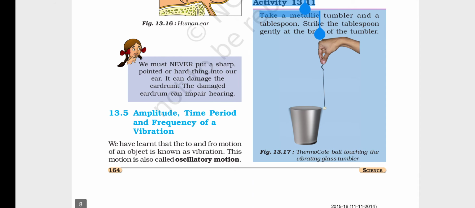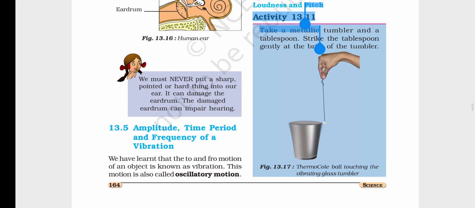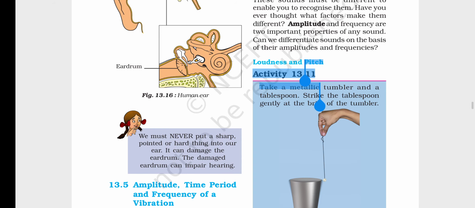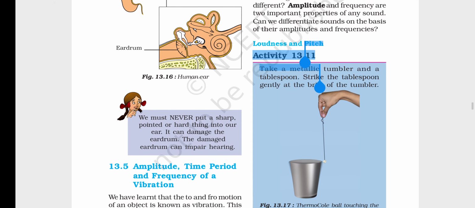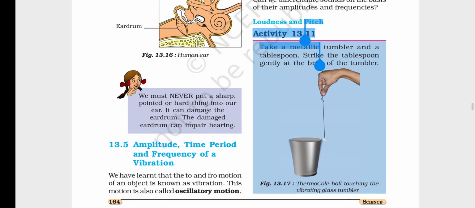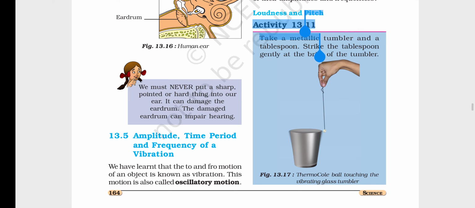Yes, we can. The amplitude, time period and frequency of a vibration all can show us how the sound is. Now here is an activity which is telling us how the loudness and pitch can be calculated.